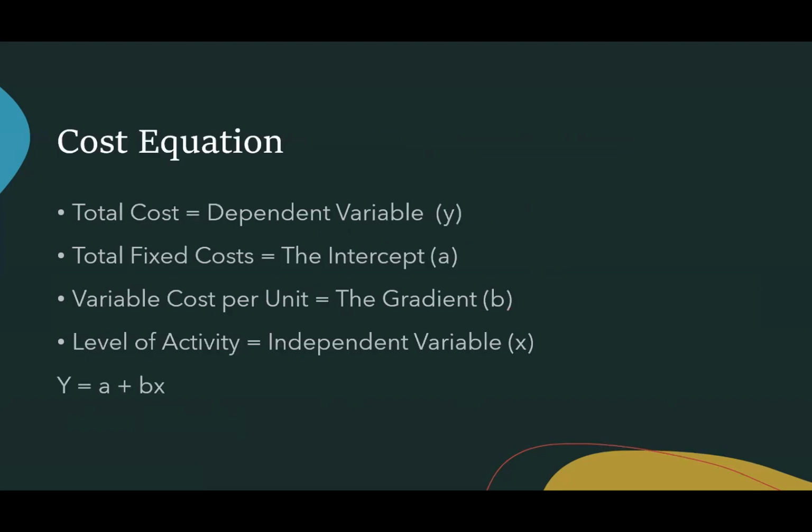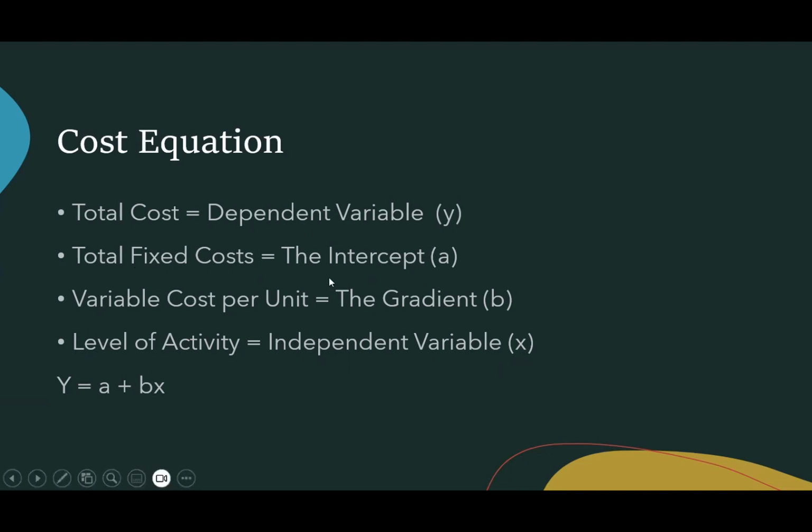Now, this whole equation, we have different names for it. If you talk about the total cost, we call it the dependent variable, because the total cost will depend on the level of activity. The level of activity can be any number, and hence we call it your independent variable. We represent it with X on the X-axis. Y is your total cost, the dependent variable, dependent on the level of activity.